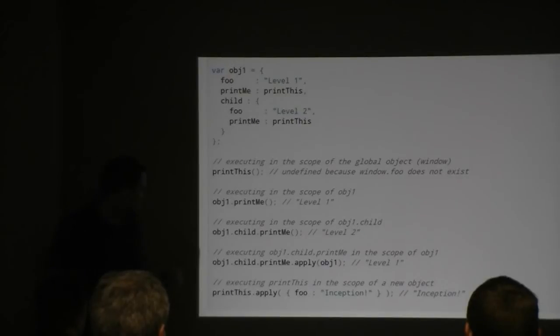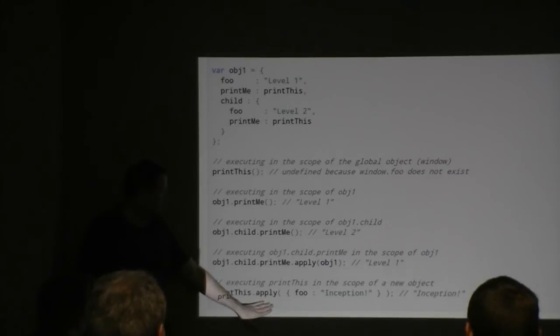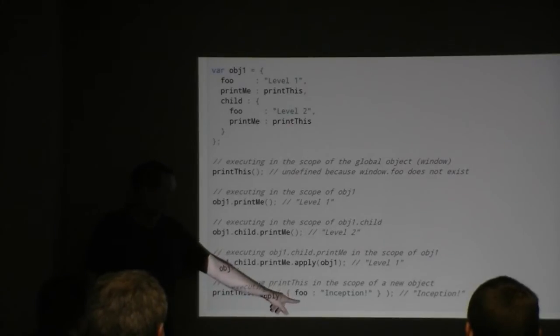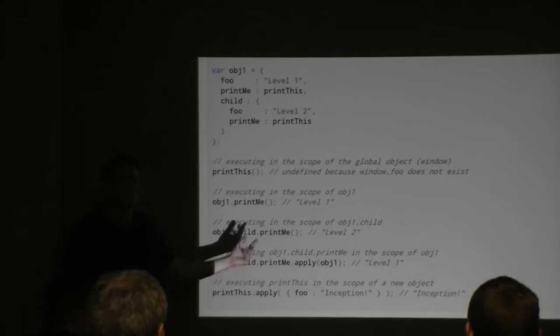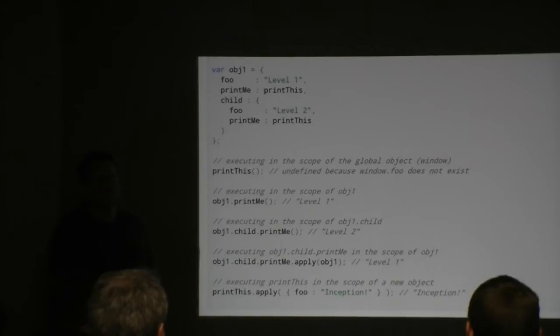This is the same thing, right? We're just taking printme, which is off screen, which remember had no context at all. It was this.foo and didn't exist. So we're running the apply function against an object that we create right here, which has one property, foo, and we're printing it off. And I chose Inception for maximum clarity.